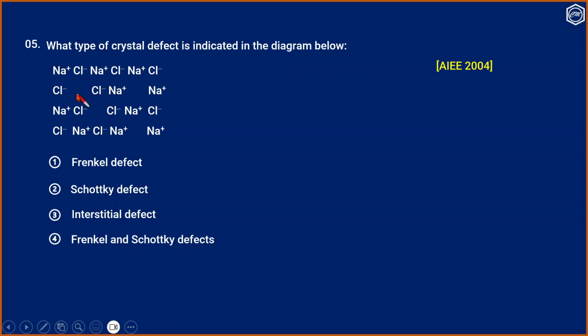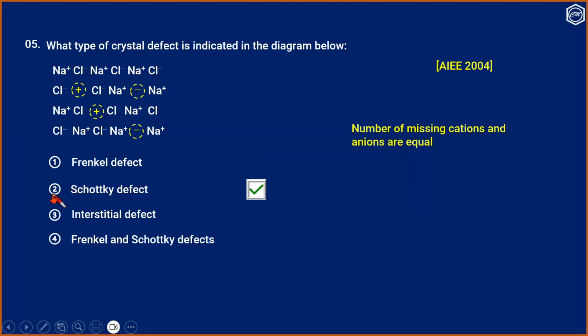So from the figure it is clear that here there must be a positive ion, and this is the position for a negative ion, and now this one should be positive and this one should be negative. So equal number of positive and negative ions are missing. So this type of defect is Schottky defect. That is the correct answer.